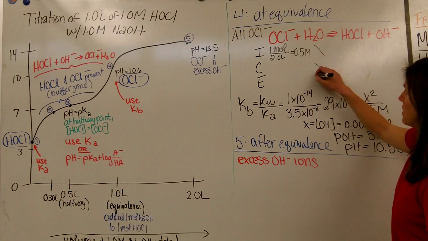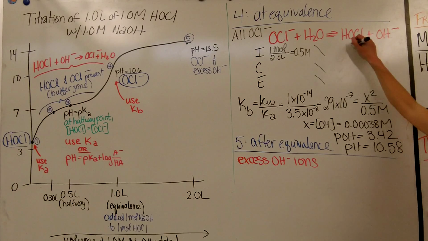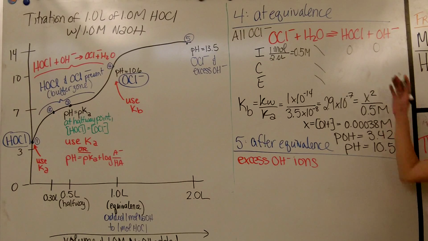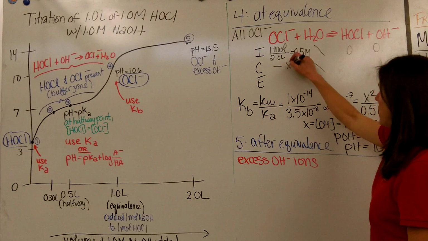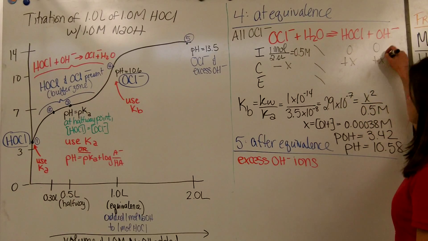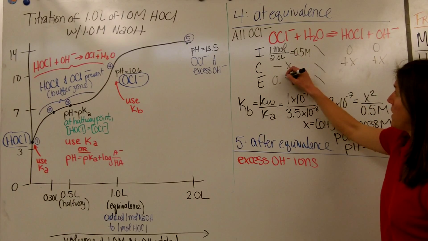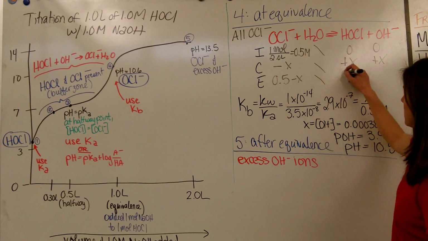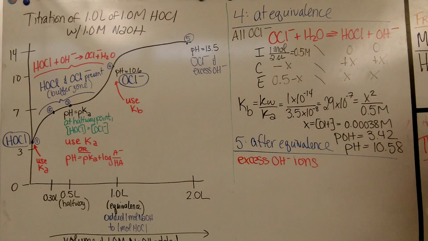I'm going to ignore water because it's a pure liquid. These start out at 0. And so I'm going to use my ICE chart. I'm going to say this can go down by some value x, this will go up by some value x. And at equilibrium, I have 0.5 minus x, x, x.